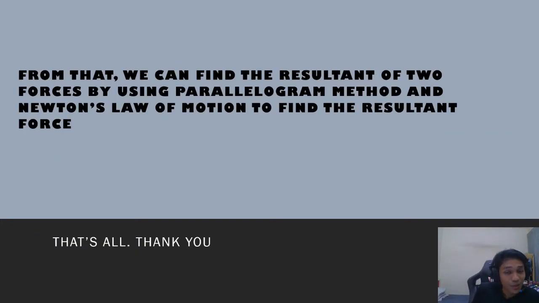From that, we can find the resultant of two forces by using the parallelogram method and Newton's law of motion to find the resultant force.